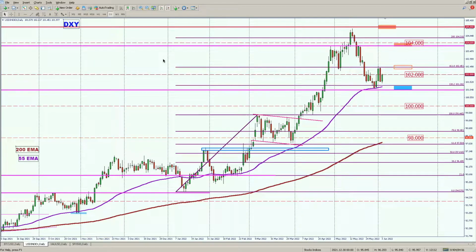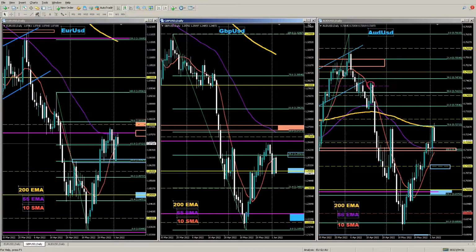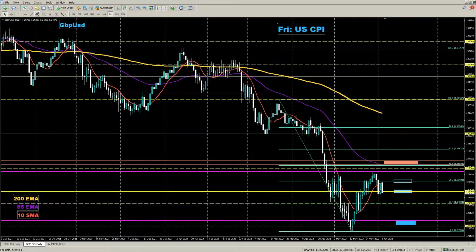Okay, so let's move back to the other pairs. Let's move on to the cable. And similar to the euro as well, it dipped down in the early part of the week and recovered on the Thursday. And the Friday for the cable was more bearish than the euro. So it's almost retraced the full move of Thursday back down into the support zone at the key 125 round figure, actually just below that.